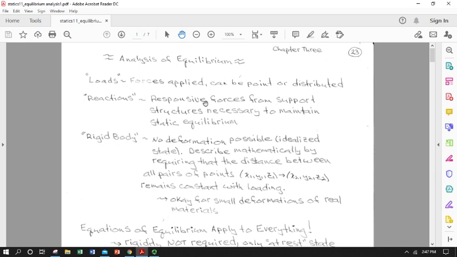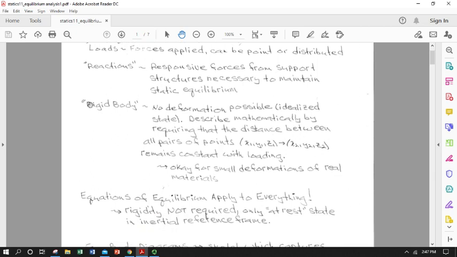We can have reactions that apply torque to resist twisting or turning or flexion, and in fact we will have a whole section on the different types of reactions and particular devices that are designed to provide them. The concept of a rigid body: all statics generally deals with rigid bodies.